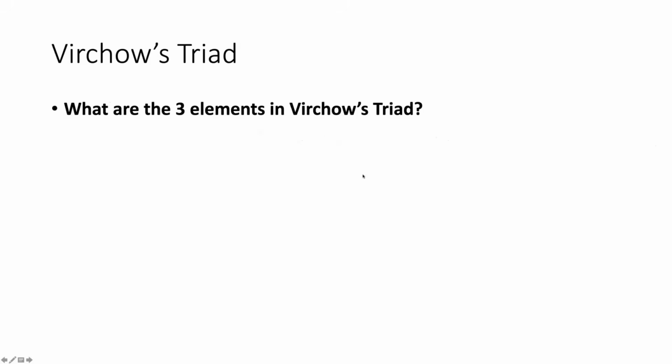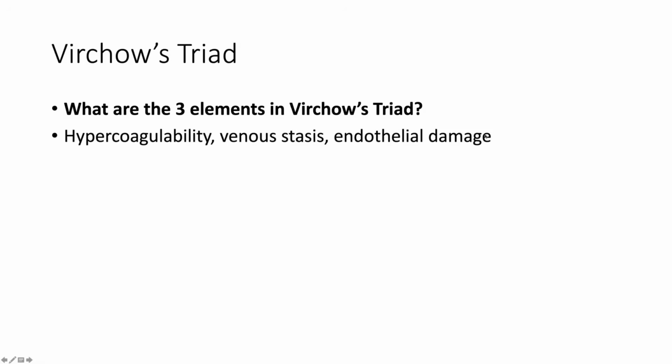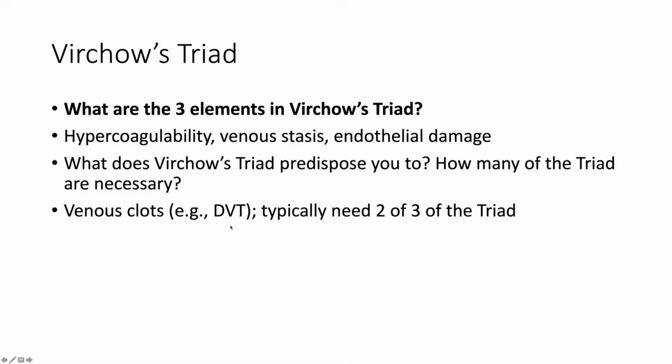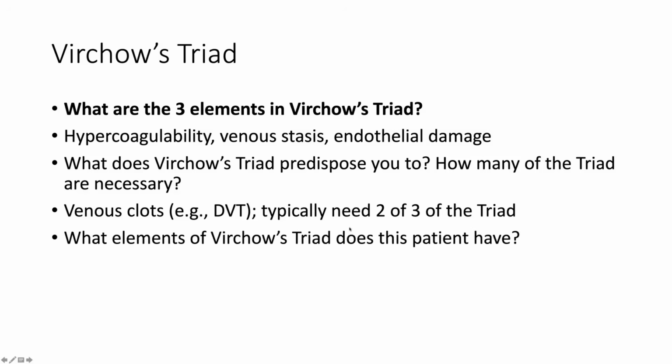Of your cause triads, what are the 3 elements in your cause triad? Hypercoagulability, venous stasis, and endothelial damage. Danielle, what does Virchow's triad predispose you to, and how many are necessary in order to be predisposed? Yeah, so it'll predispose you to getting embolisms and PEs and things, and you need 2 of the factors. Yeah, it's basically venous clots, CVT. Yeah, I typically need 2 out of the 3.